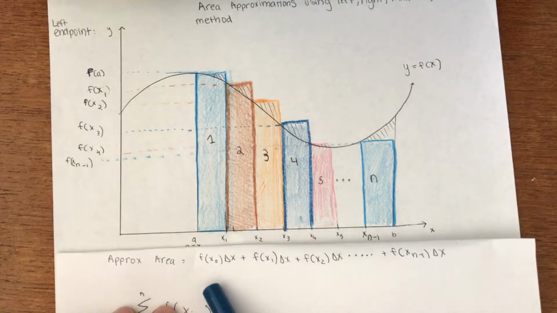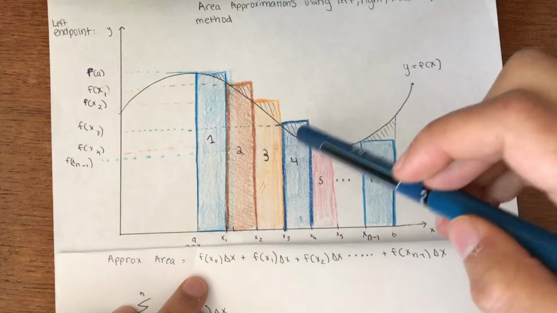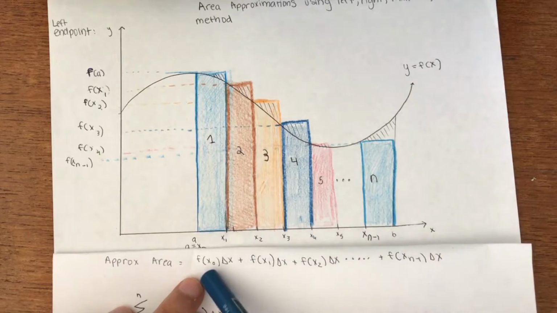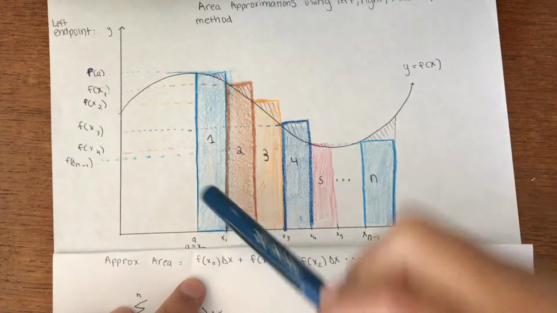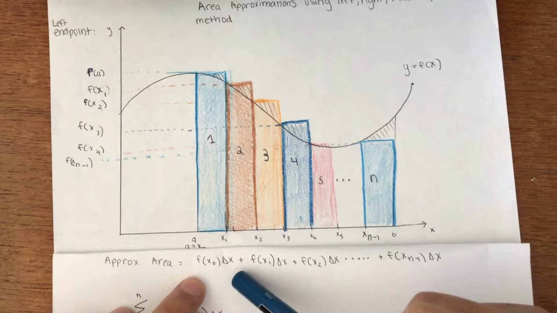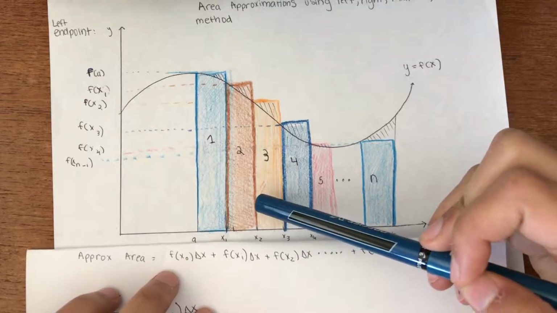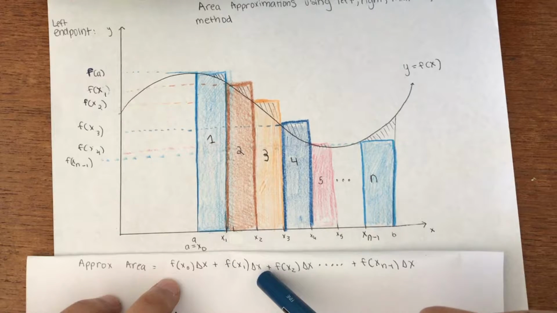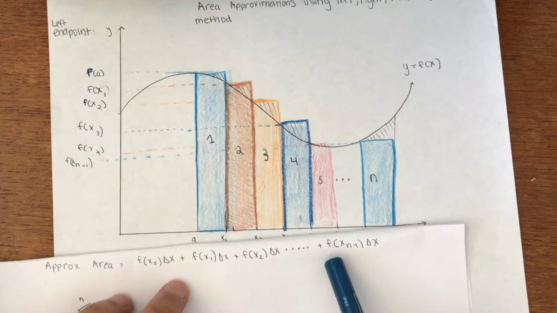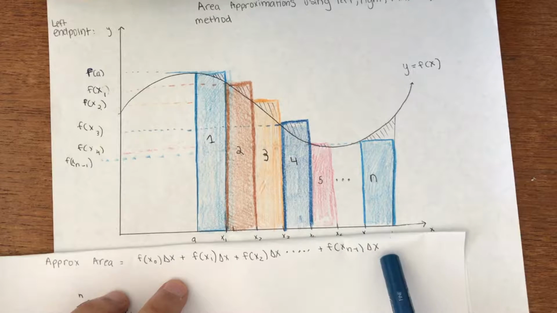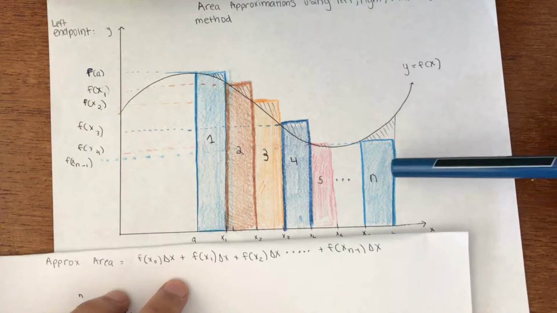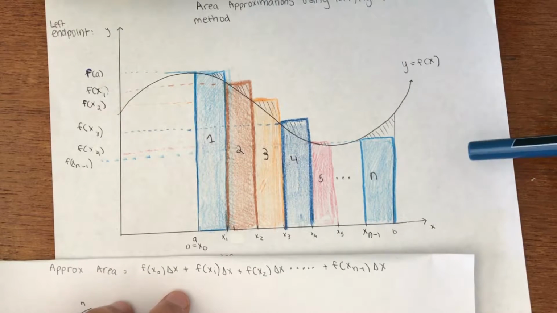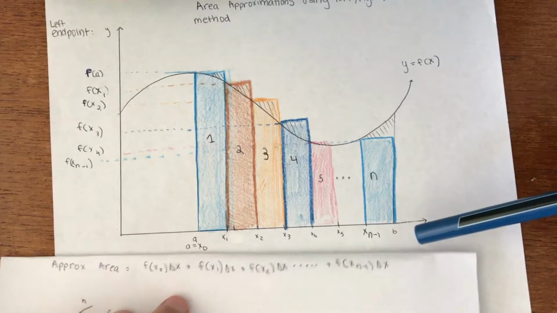Now, to approximate the area under the curve, you find the area of the individual rectangles. So the area of the first rectangle would be f of x sub 0, which is the height at the left endpoint, times delta x, which is the width. The area of the second rectangle would be f of x sub 1 times delta x, and so on, until you get to f of x sub n minus 1 times delta x, which is the area of the last rectangle. It is important to note when you're using left endpoints, you do not use f of x sub n.